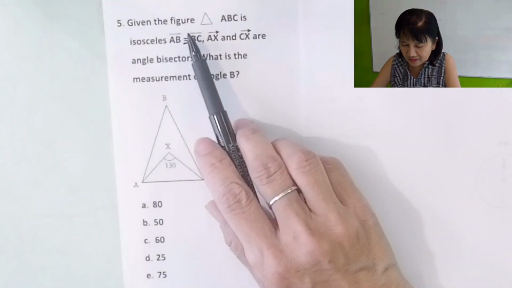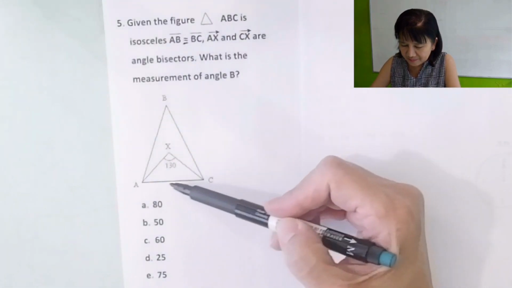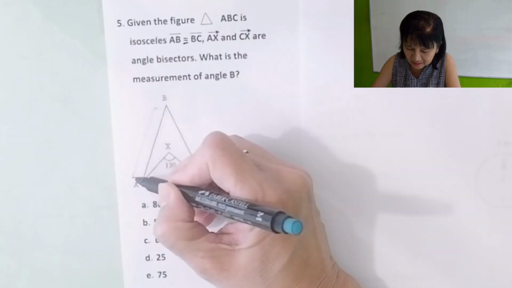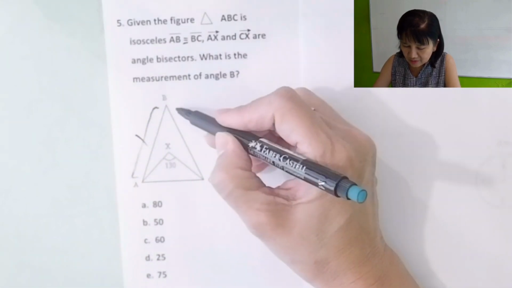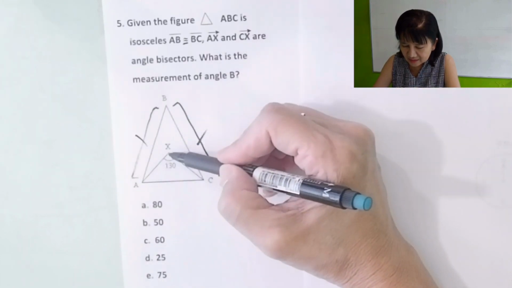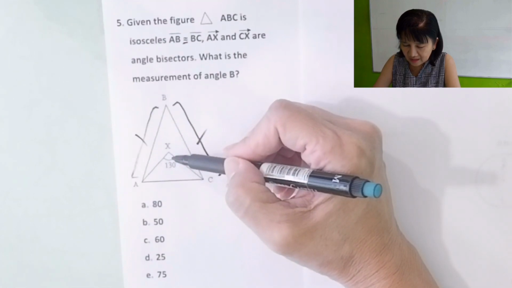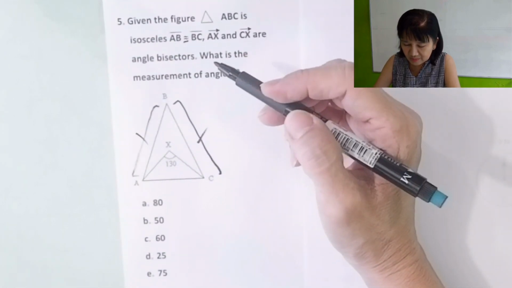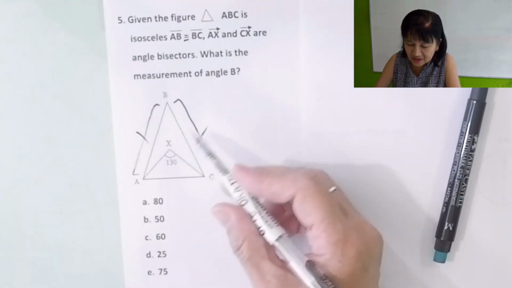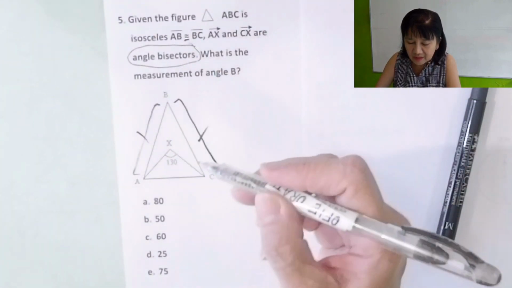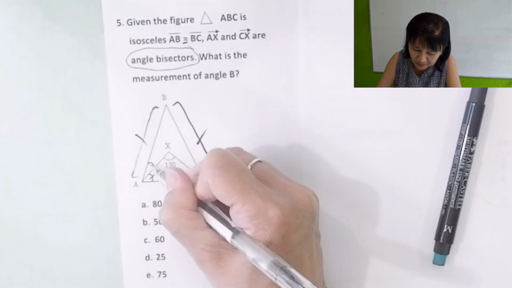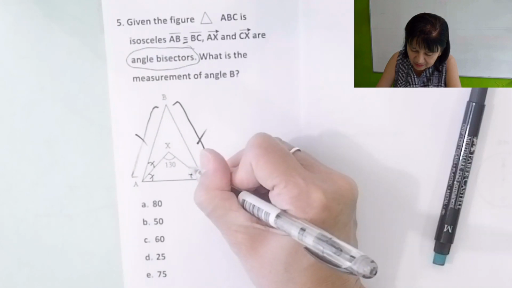Given the figure, triangle ABC is isosceles. Line segment AB here is congruent to line segment BC. Ray AX and ray CX are angle bisectors. What is the measurement of angle B? Okay, if ray AX and ray CX are angle bisectors, by definition of angle bisectors, then this angle will be congruent to this, and this is also congruent to this.